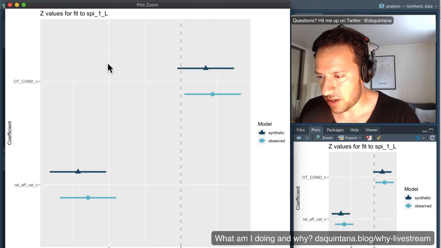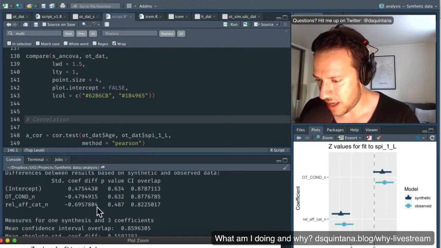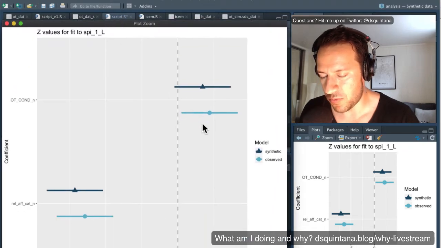So this is the coefficient here. For the observed data, as was reported in the paper, there was a significant effect. But for the synthetic data, although the patterns are very similar, there's over 88% overlap between these confidence intervals.